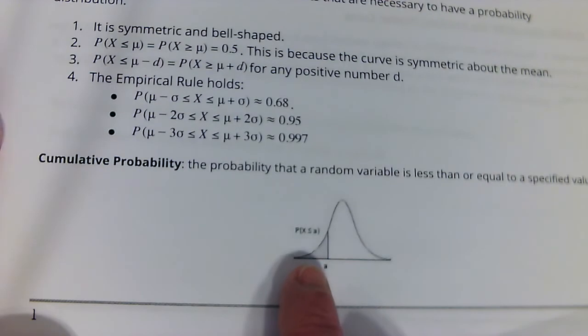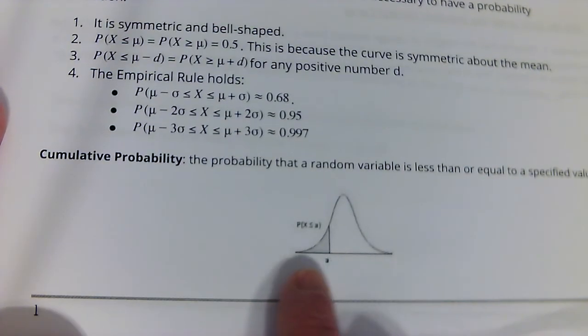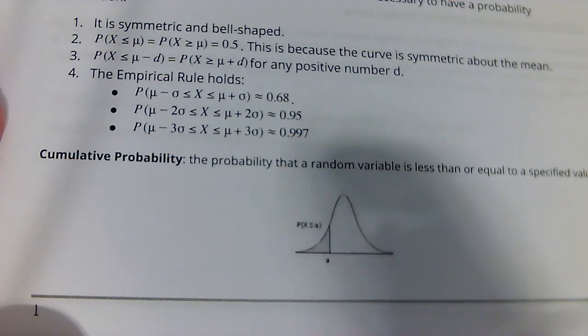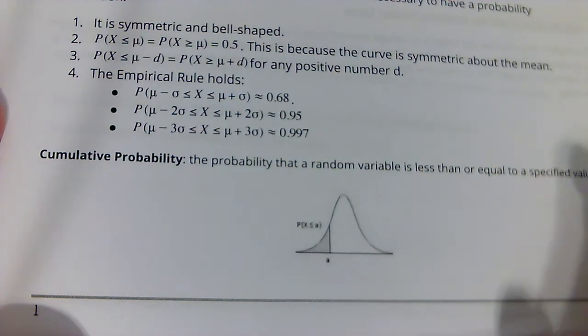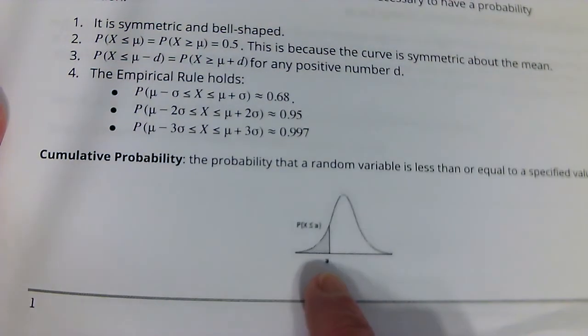And we say that the probability that a variable is less than a value would be this area underneath. So if we added up all of the probabilities up to that point, that's how we would find the probability of being less than that value.